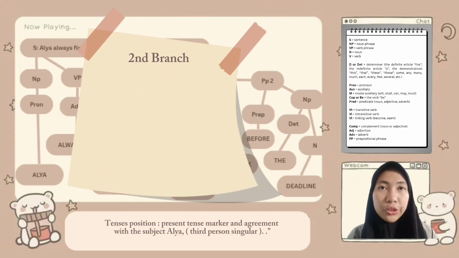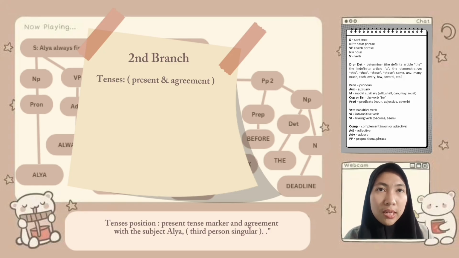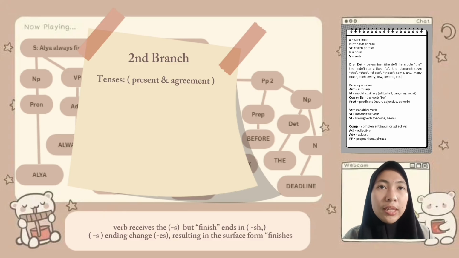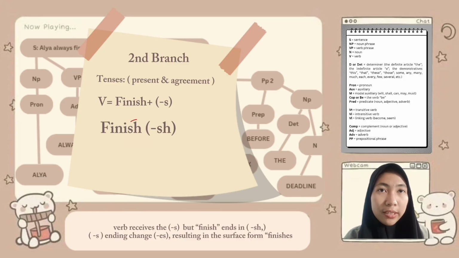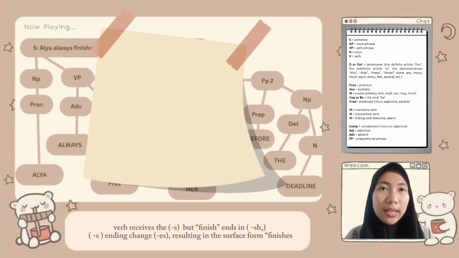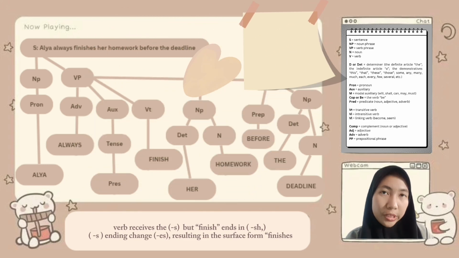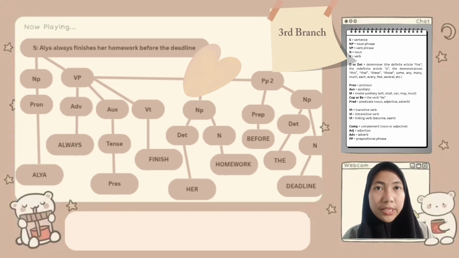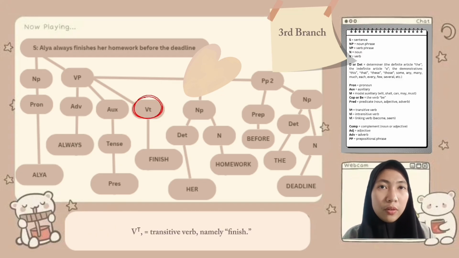At the tense's position, there is a present tense marker and agreement with the subject Alia, which is the third person singular. Because of this, the verb receives the S marker. However, since the verb finish ends in sh, the S ending is morphologically realized as ES, resulting in the surface form finishes. The third branch is VT, which indicates a transitive verb, namely finish.